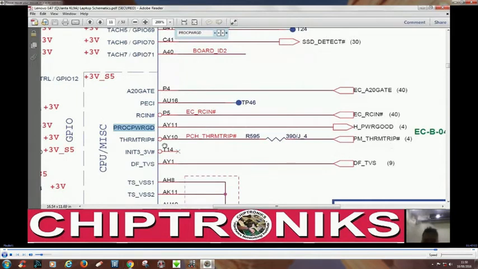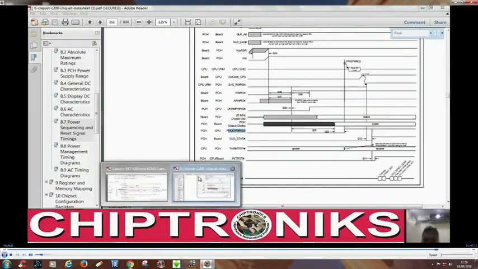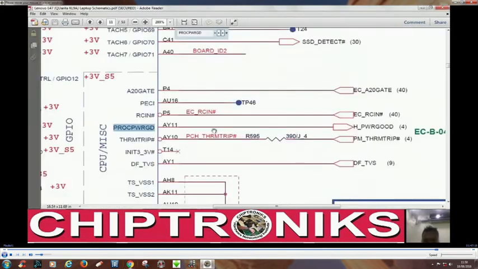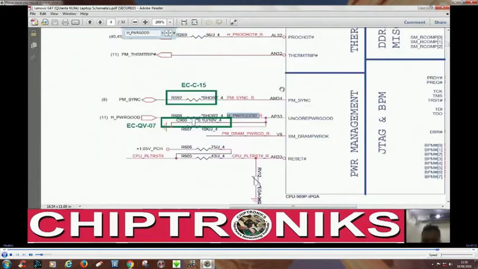And when will the PCH generate proc power good? When the clock has been generated. Everywhere there is a clock, then this PCH will generate proc power good, and you can see where this proc power good is going: H power good. This is going to the CPU. You can see H power good is fed to the CPU section, right? It has been fed to the CPU section.